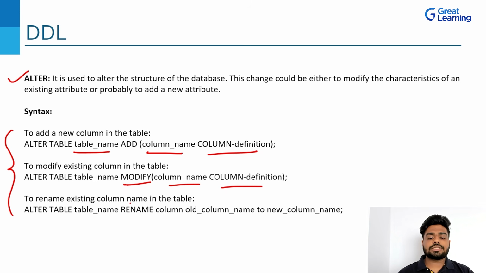To rename an existing column name in the table, let's say that my column name is age and I want to permanently change it to years old, not an alias. Do not get confused. Alias is a temporary name change. What you are doing here is renaming, that means permanently changing the name. So RENAME COLUMN old column name TO new column name.